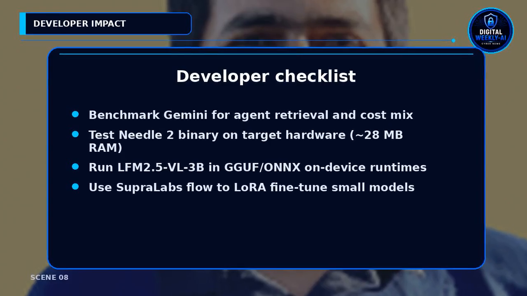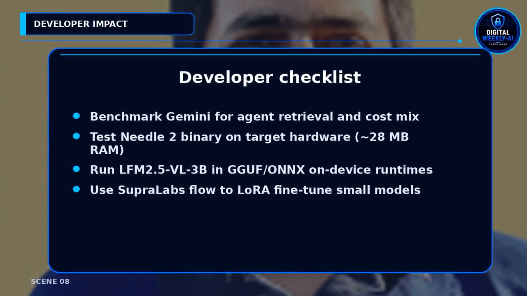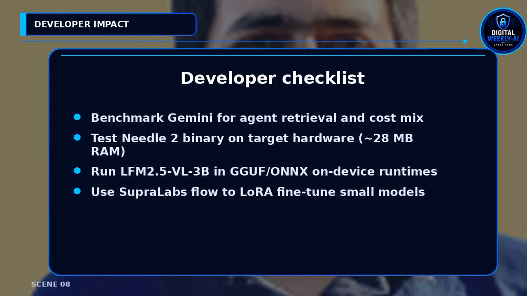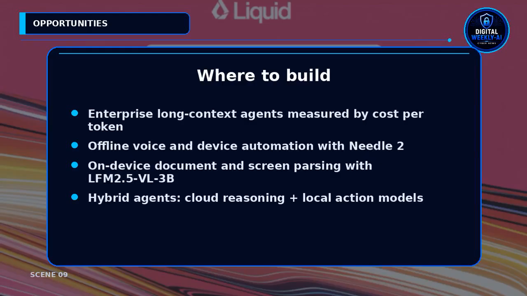Actionable steps. Test Gemini 3.7 Flash under your agent workloads to measure cost per intelligent action. Run Needle 2 binaries and LFM 2.5 VL3B GGUF or ONNX in your target runtimes. Use the SupraLabs guide to stream and curate reasoning data and fine-tune with LoRA on small models. And always reproduce vendor benchmarks on your real data.